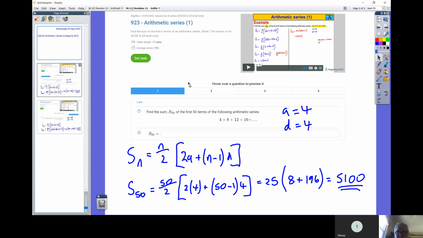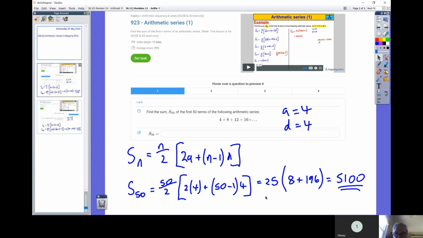So if we just take this question as an example, find the sum of the first 50 terms. Well, a is 4 because our first term is 4, and d is also 4 because we're going up in 4s. So the sum of the first 50 terms is 50 over 2, so that's n over 2, the number of terms. Then substituting in 2 lots of a, so 2 lots of 4, plus n minus 1, so 50 minus 1, multiplied by d, which is 4.